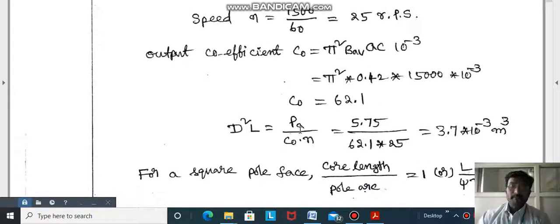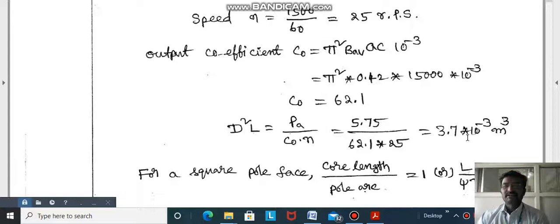Okay, so P_A is equal to C0 D square L n, which is the output equation. From that equation we are going to find the values of D square L, that is, the diameter and length of the machine. So D square L is equal to P_A divided by C0 into n. P_A value we found as 5.75, C0 value we found as 62.1, and the value of small n we found as 25. From these we can find the value of D square L.